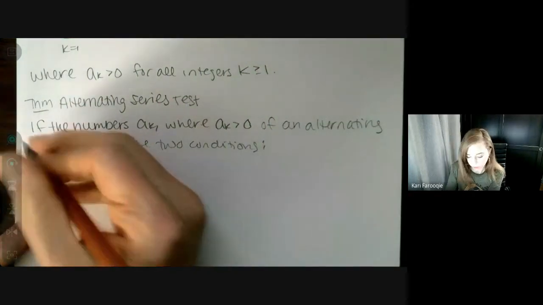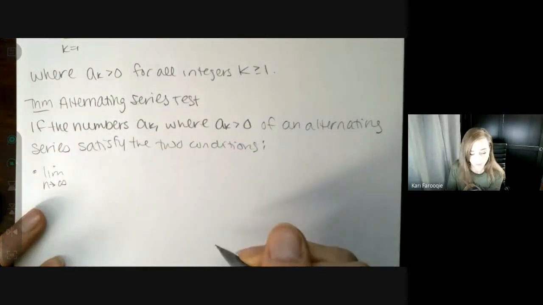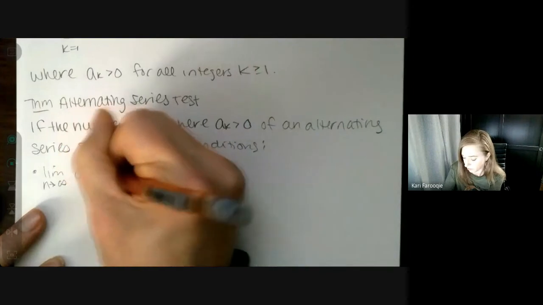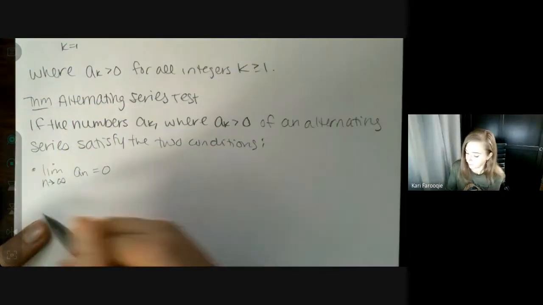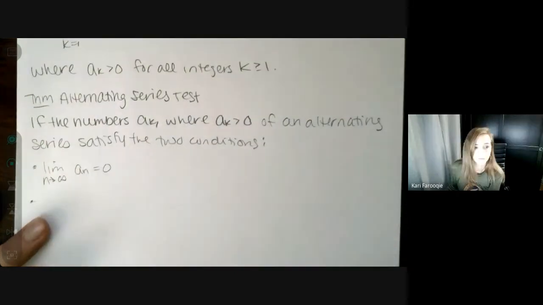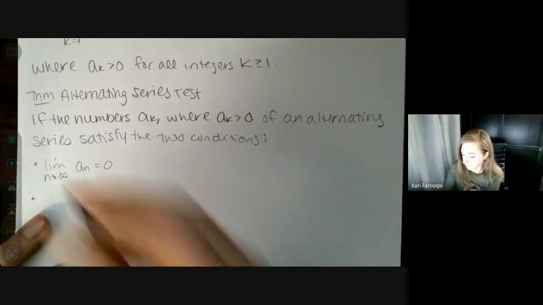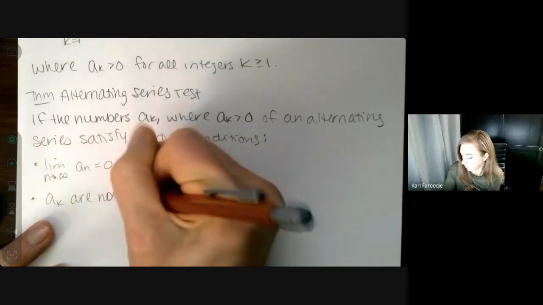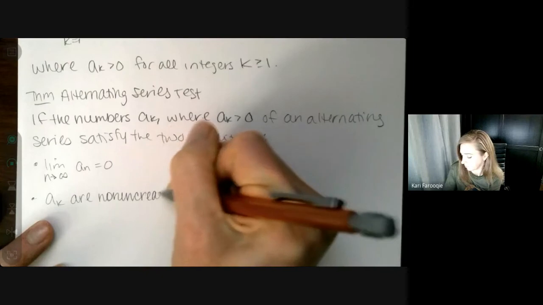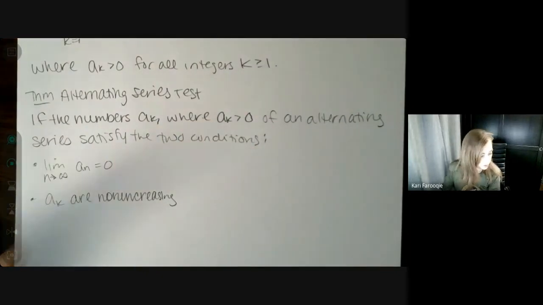The first one is the easiest thing to check. The limit as n approaches infinity of a sub n equals 0. The second one is that a sub k are non-increasing. Then the alternating series converges.